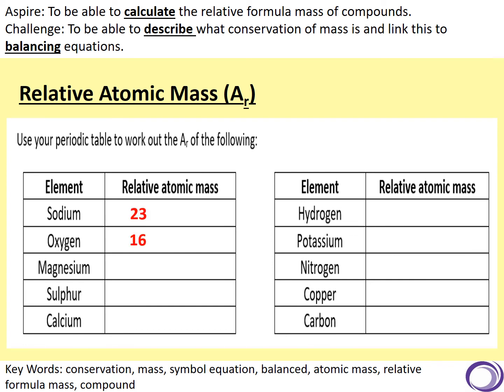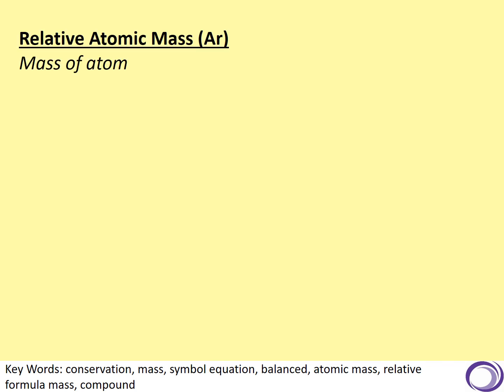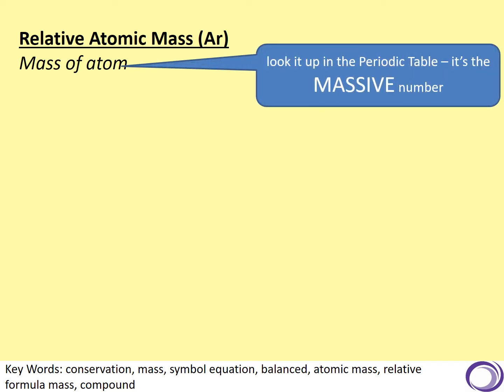So very quickly, you should be able to just self-assess your answers and check your working. As I say, if the number is much lower than that, you've either looked at the wrong element or more likely you've looked up the atomic number rather than the atomic mass number. So when we talk about the relative atomic mass, it is the massive number, and we can look them up in the periodic table.